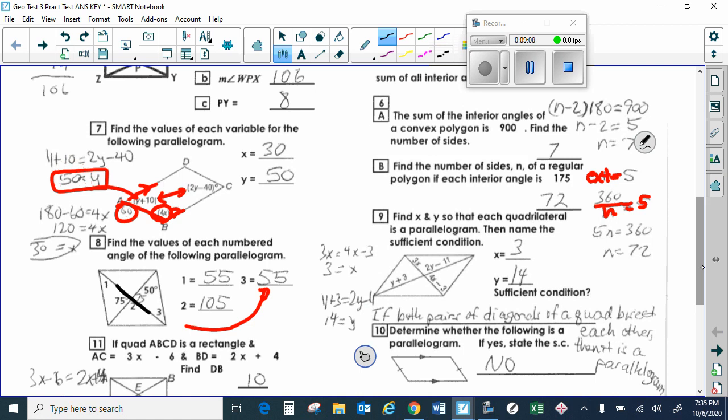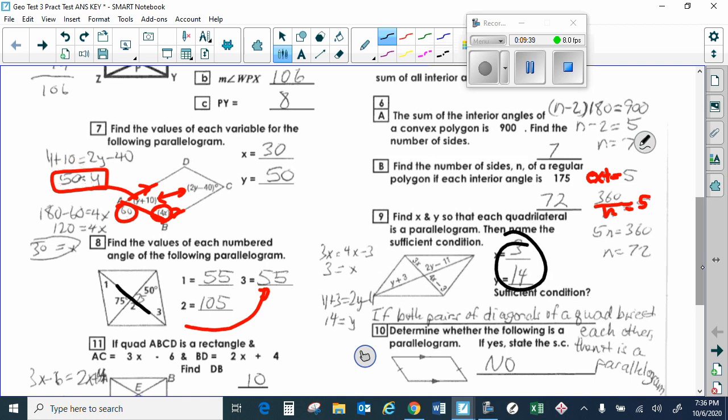Number 9, find x and y so that each quadrilateral is a parallelogram. Parallelogram, what do we know? We know that the diagonals bisect each other. So that equals that. This equals this. So we set them equal to each other. So let me erase that. So we see we have 3x equals 4x minus 3. So x equals 3. y plus 3 equals 2y minus 11. y equals 14. So we plug those in there.